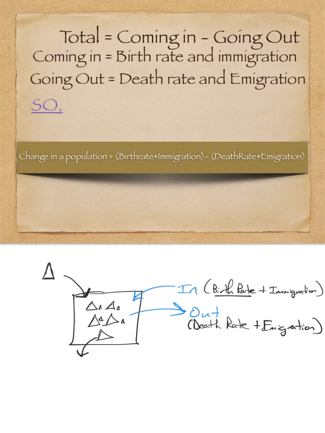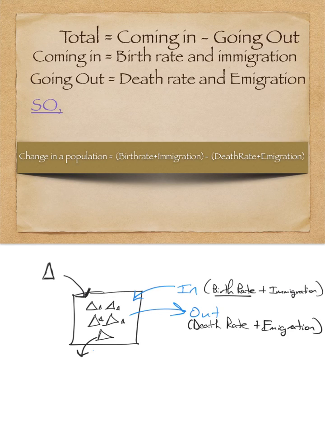So if you have a total, the amount coming in minus the amount going out gives you your total population in a given system, the system defined by whatever it is that you're looking at. You define the system. So in this case, it's this box, and the population are these triangles, and the birth rate is how many of these triangles over a year, let's say, and immigration is how many of these triangles come into the population from outside over that year. Add those two together, and you have your in part of the equation.